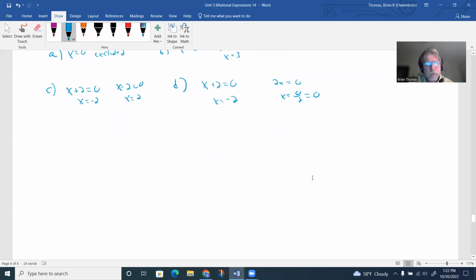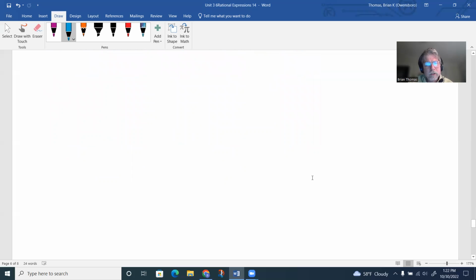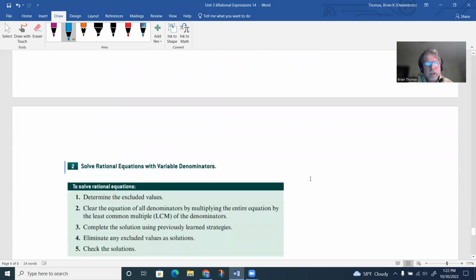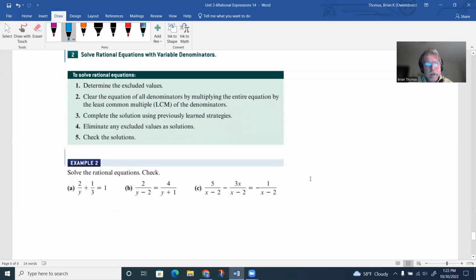So as we move forward with rational equations, that's one of the things we have to do at the very beginning: watch out for excluded values. So as we move into solving rational equations, we want to determine excluded values. Again, to do that, our next step is to solve rational equations.